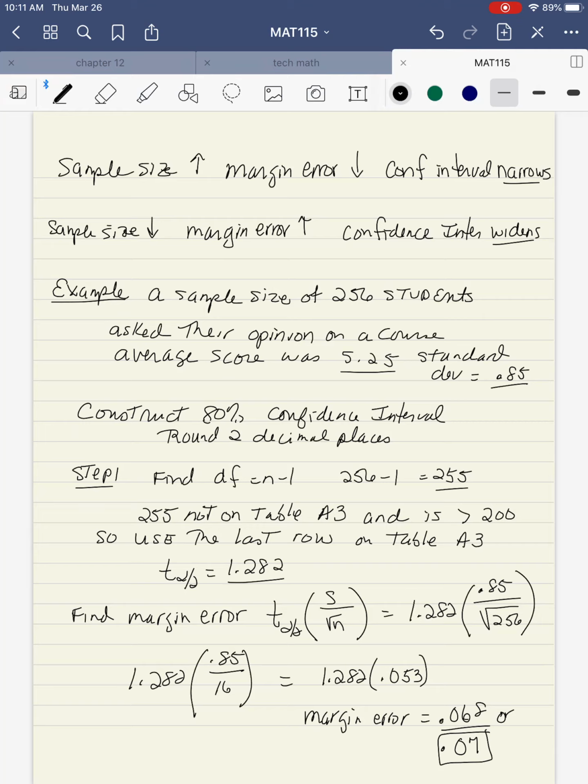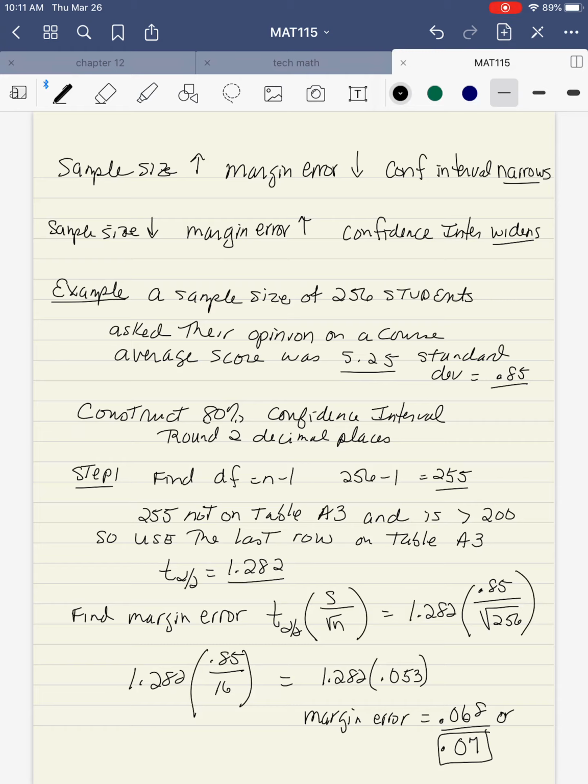As another example, a sample size of 256 students asked their opinion on a course. The average score was 5.25, and this was 1 out of 7. Standard deviation is 0.85. So I want to construct an 80% confidence interval, and I want to round to 2 decimal places. First thing I do is find the degrees of freedom. So n minus 1, n is 256. 256 minus 1 is 255.